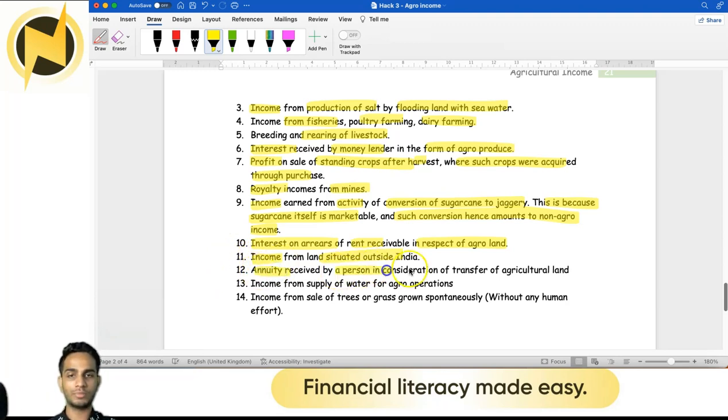Next, annuity received by a person in consideration of transfer of agricultural land. Leave it, like basic stuff. For you to understand what annuity is, we need to learn what salary is. Let's go to salary, and once you learn what annuity is in salary, you will understand what this point is. Income from supply of water for agricultural operations.